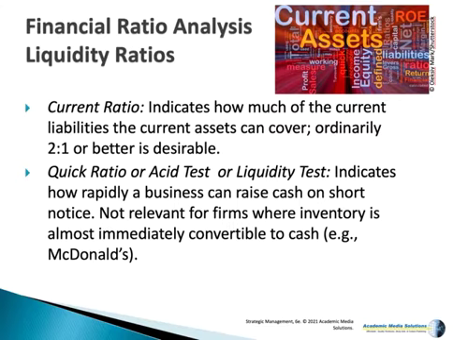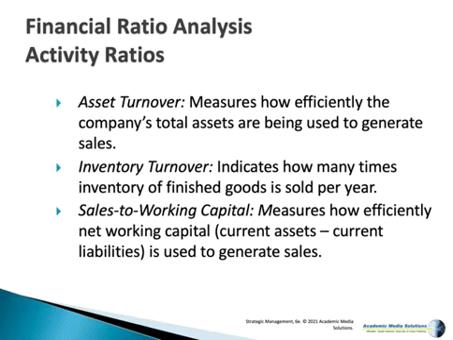Well, there are a couple in the liquidity category: your current ratio, the quick ratio or acid test or liquidity test. And considering the current ratio, very common ratio, this indicates how much the current liabilities can be covered by current assets. And typically, you look for a 2-to-1 ratio if possible, but the desirable ratio that you would see is going to vary from one industry to another.